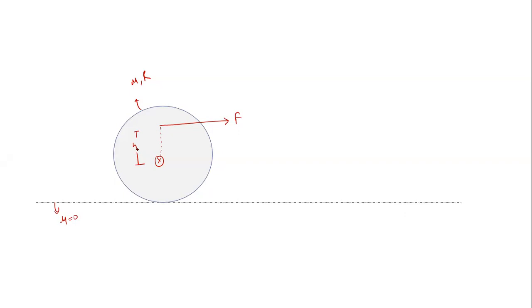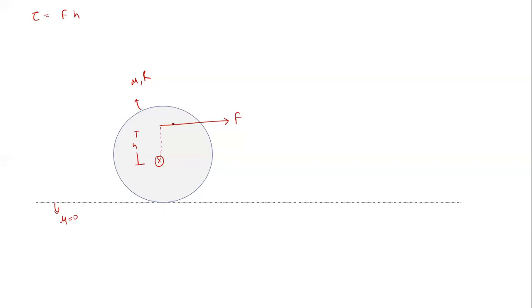Now who is providing the torque for rolling the body? The external force which we have given. There is no friction on the ground, only the external force is there. This external force will provide the torque, and the value of that torque would be equal to F into h. FH is the torque here.